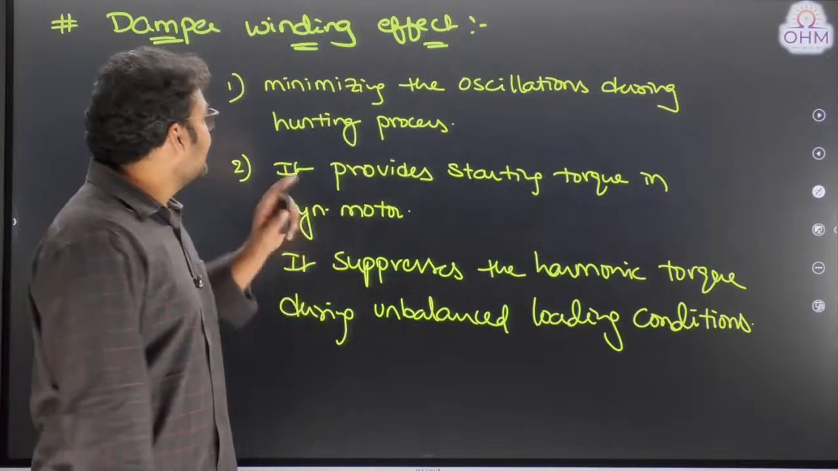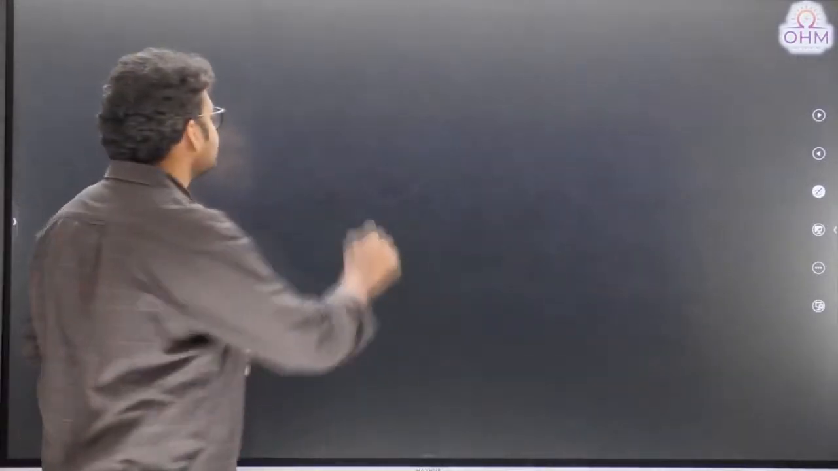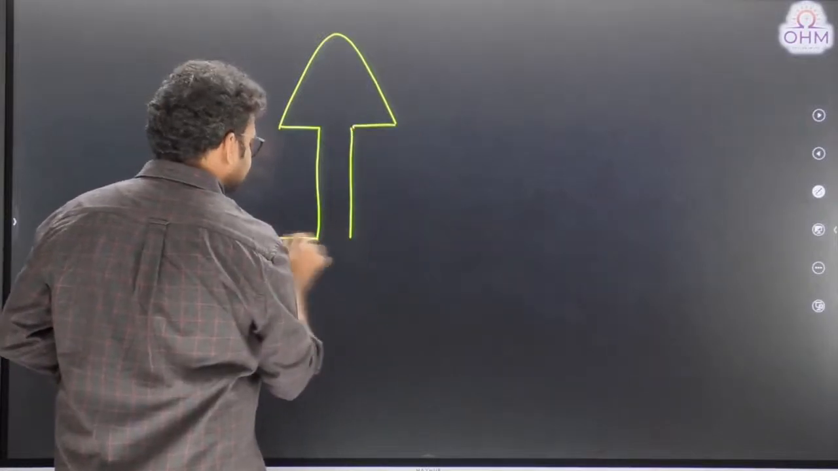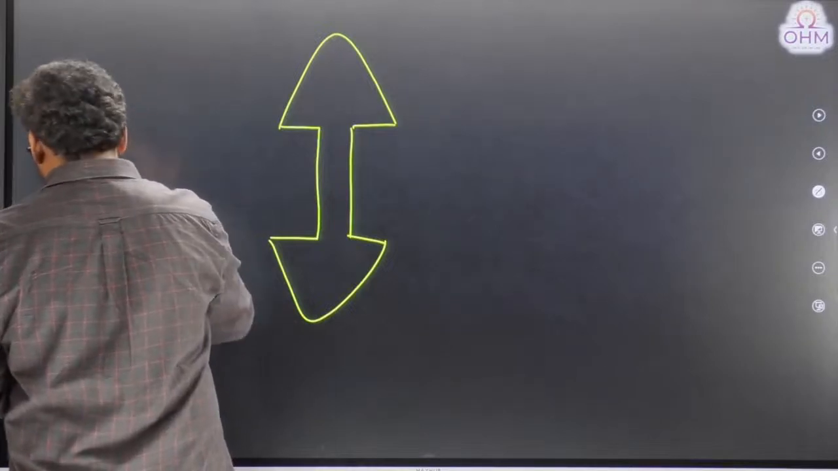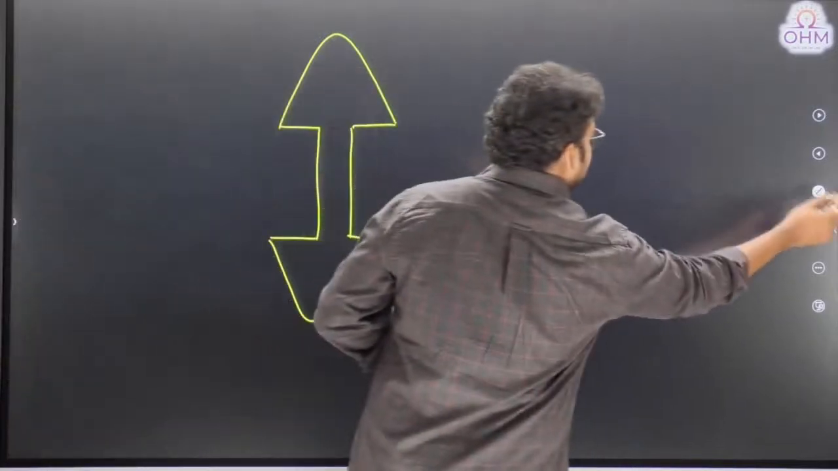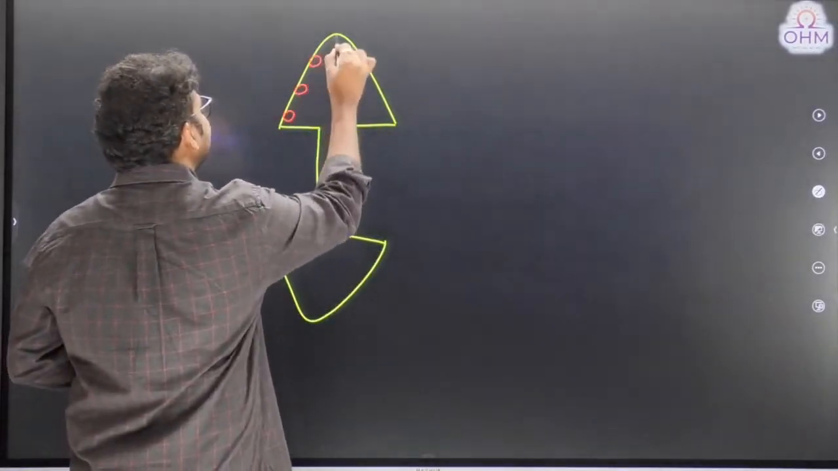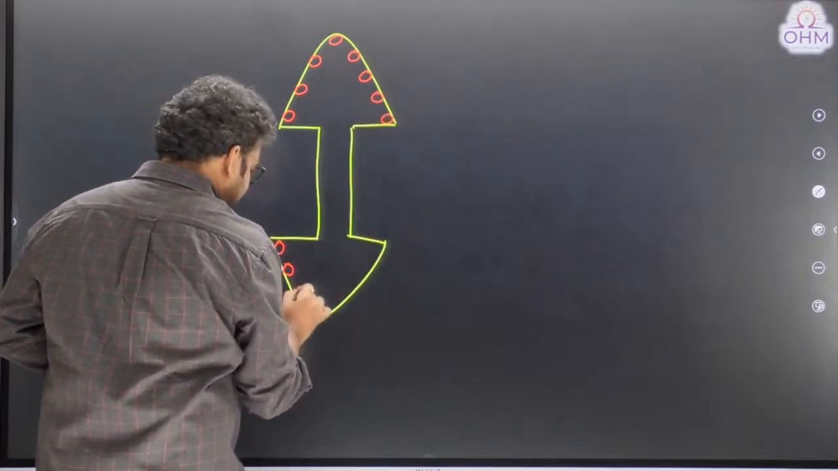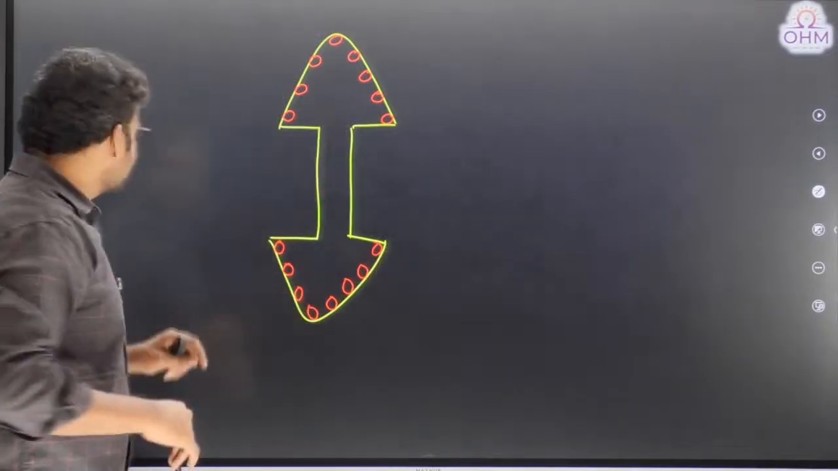Next question, where do we locate these damper windings? Very simple. The damper winding is located on the surface of the salient pole shoes. See, this is how the pole shoes look like. On the surface of the pole shoes, generally we place the damper winding. These are all the damper conductors located on the surface of the pole shoe. This is a cross-sectional view only.